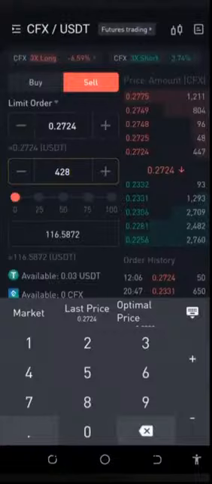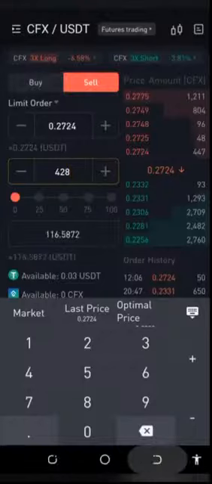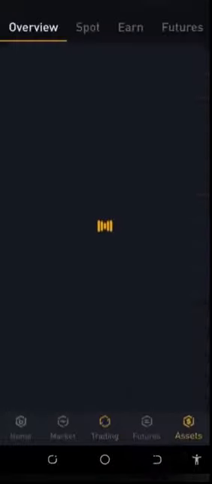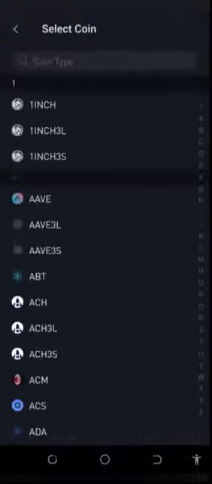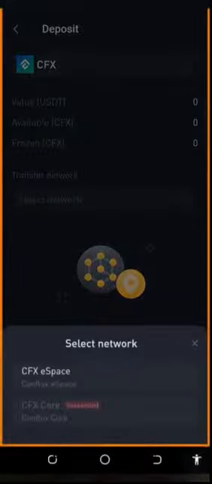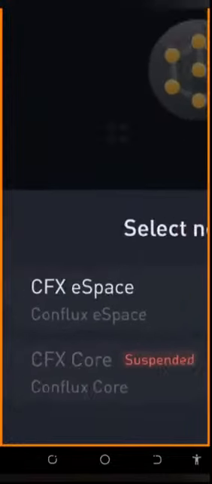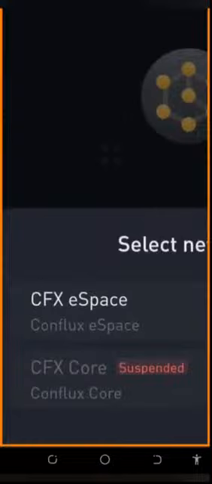But first off, we need to check also the network, the deposit networks, the withdrawal networks, and all of those. So now, since we're here on Arbitrage, let us check the deposit network. Let's see what it is to deposit CFX. Yes, CFX. All right, so I'm just going to click on that. Okay, what are we seeing here? We're seeing Conflux eSpace and Conflux Core. Conflux Core is suspended while Conflux eSpace is available.